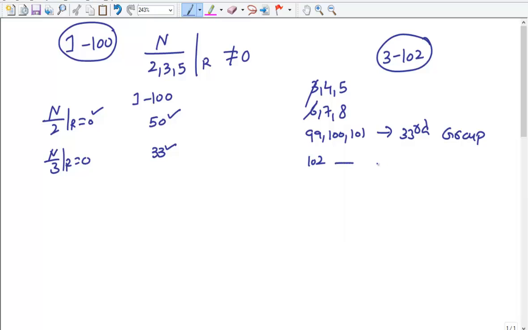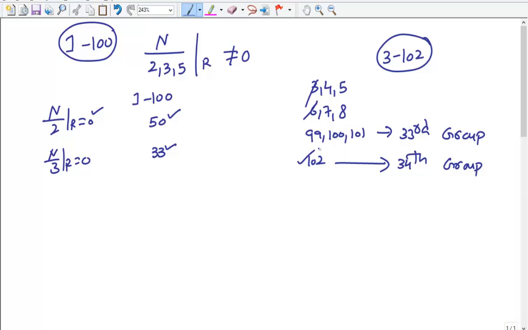Now, we have got the final group, which is the 34th group. In the 34th group, the first term itself is divisible by 3. So in 33 groups, we have got 33 numbers which are completely divisible by 3, and in the 34th group, the first number itself. It means that we have got 34 numbers.